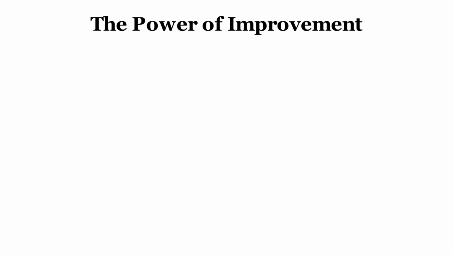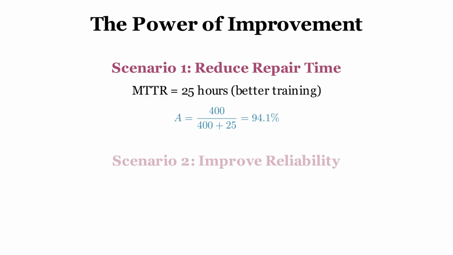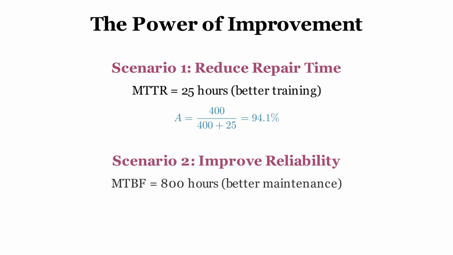But here's the power of this formula. Watch what happens when we improve our metrics. If we reduce repair time to 25 hours, maybe by training technicians better, availability jumps to 94.1%. Or if we improve reliability and double MTBF to 800 hours through better maintenance or better components, we also reach 94.1%. See how powerful these levers are? That's why engineers obsess over MTBF and MTTR.